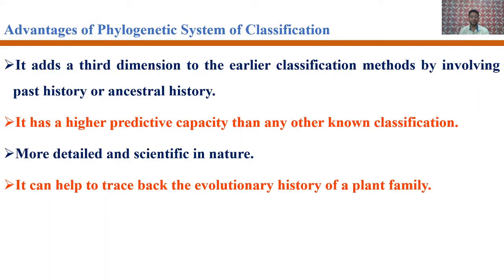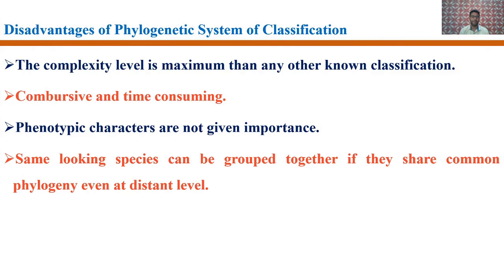The phylogenetic system of classification has some advantages. Number one is it adds a third dimension to the earlier classification methods by involving past history or ancestral history. It has a higher predictive capacity than any other classification. It is more detailed and scientific in nature, and it can help to trace back the evolutionary history of a plant family.